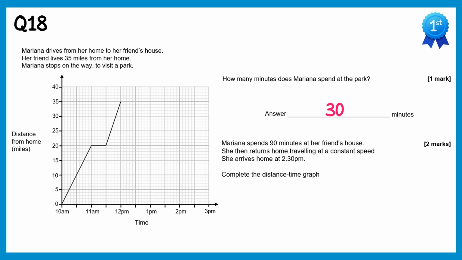Now we need to complete the graph. We're told Mariana spends 90 minutes at her friend's house. So we need to draw a line that goes horizontal for 90 minutes like this. We're then told that she returns home, travelling at a constant speed, and she arrives at 2:30 PM. This means we need to do a straight line down to the bottom of the graph at 2:30 PM, like this.